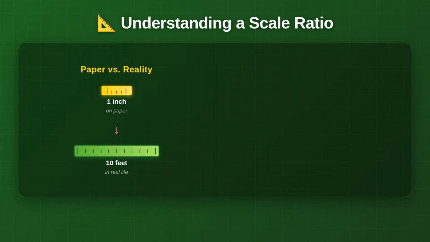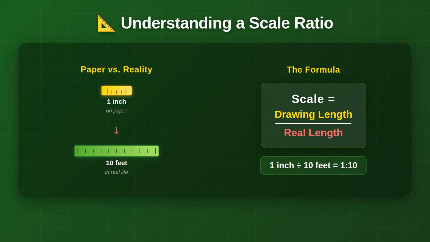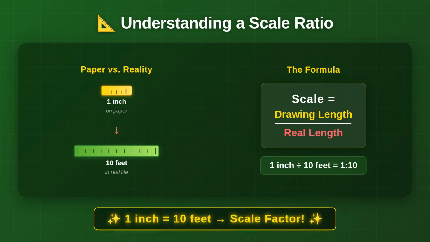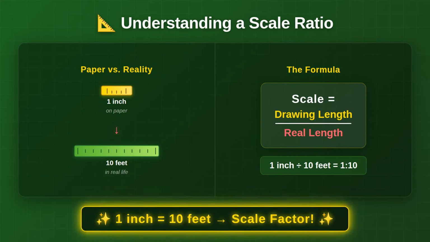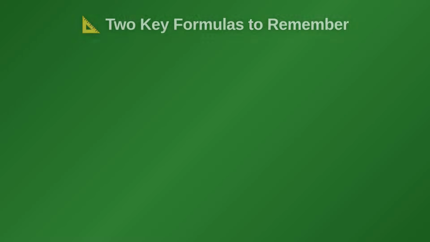Here's the secret code of every scale drawing: the scale ratio. It tells you the relationship between the drawing and real life. For example, if the scale says 1 inch equals 10 feet, that means every single inch on the paper represents 10 real feet in the actual room or building. This ratio is called the scale factor. The formula is simple. Scale equals drawing length divided by real length. Marcus sees this on his blueprint assignment, and suddenly it starts to click.